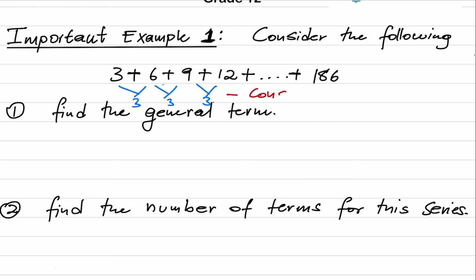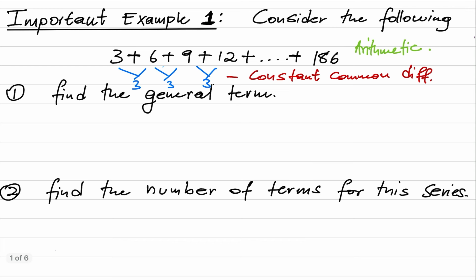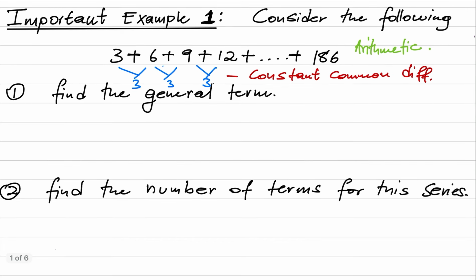We have a constant common difference. That means that we have an arithmetic series here. This is arithmetic. All right. Now, the first question, find the general term of this series.